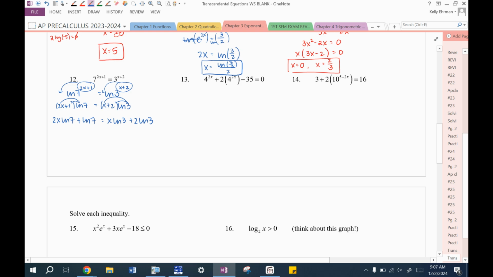Next thing is get your x's together. I'm going to move them to the left. 2x natural log 7 minus x natural log 3. Move non-x's to the right. So I already have 2 ln 3 over here. I need to subtract ln 7. Factor out an x, which leaves you with 2 ln 7 minus ln 3. Nothing happened on the right side, so I'm just writing it down. And finally, divide by your parentheses. So it's going to be 2 natural log 3 minus natural log 7 over 2 natural log 7 minus natural log 3.